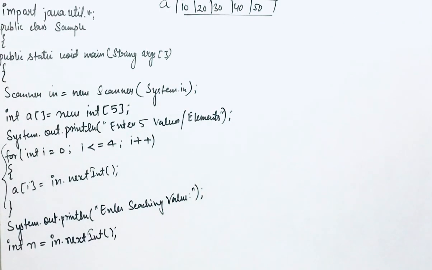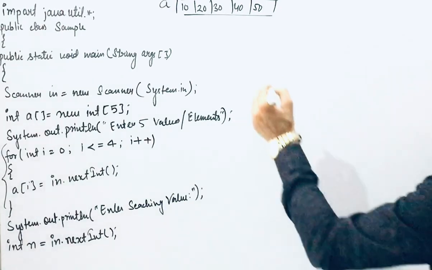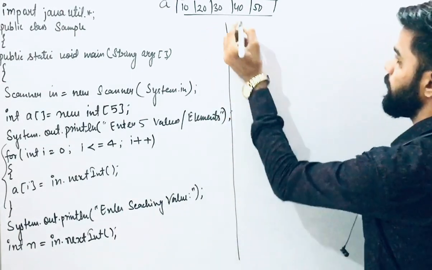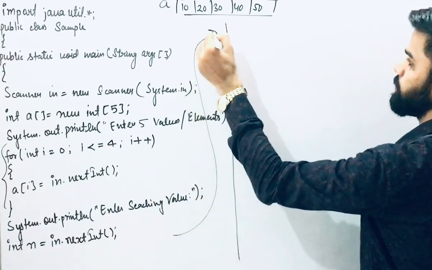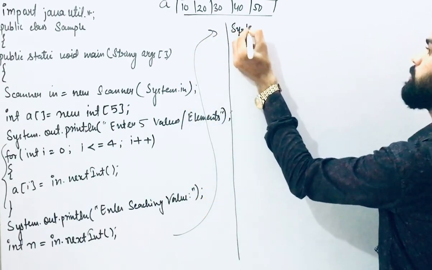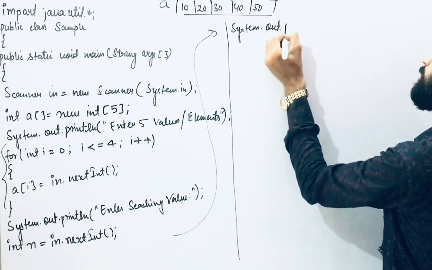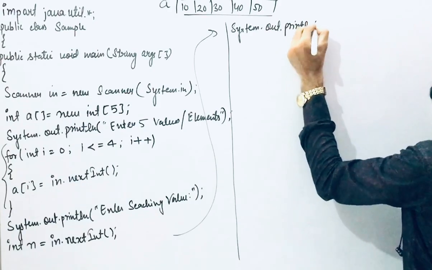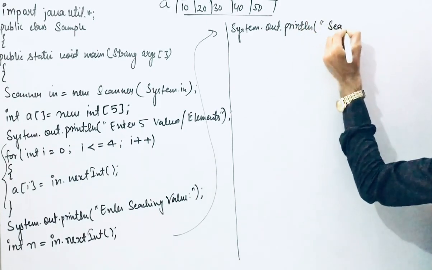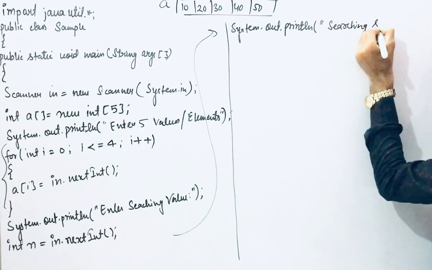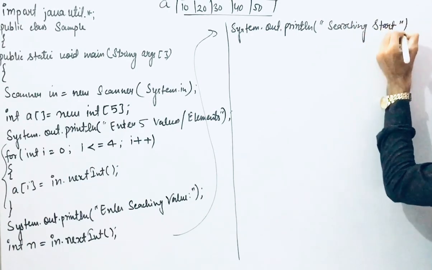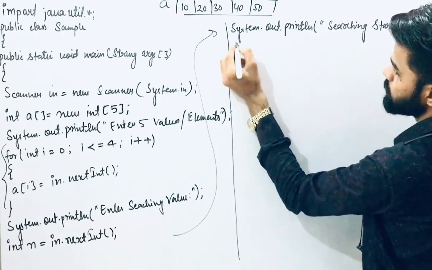So now, class, we have completed our loop as well as initialized the value which we want to search. Now we are going to search our value from these values. After this, System.out.println "searching start". So how do we start?